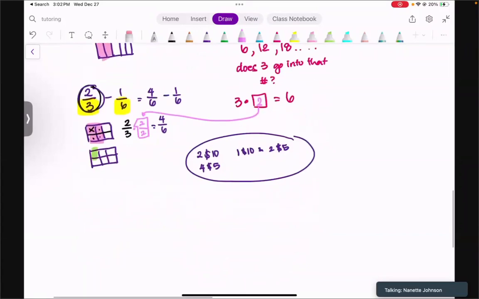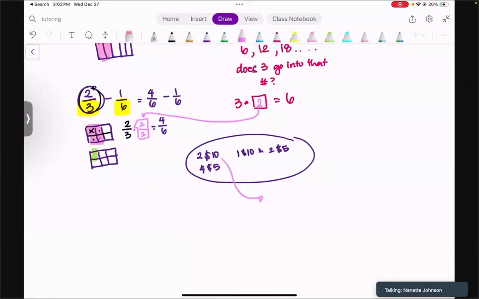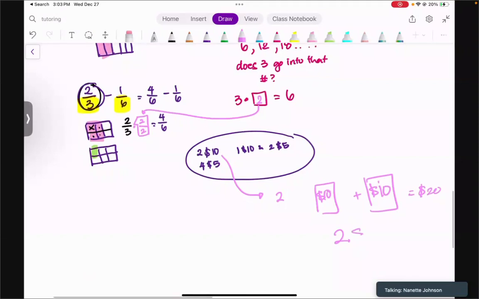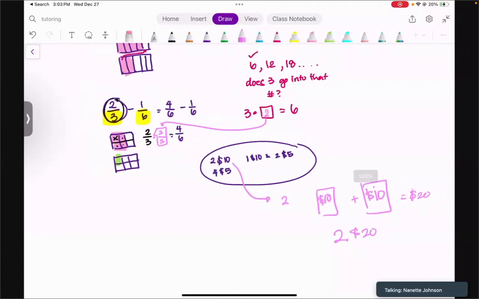If I had, like we said here, two $10 bills, a $10 bill plus a $10 bill would be 2, and then you would add the tens together, and that doesn't work. You have $20 here, right? But when you add those tens together and say, oh yeah, I have two $20 bills, no, you don't. So just keep in mind, don't ever add the denominator.